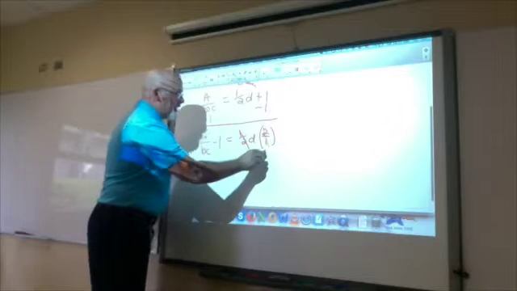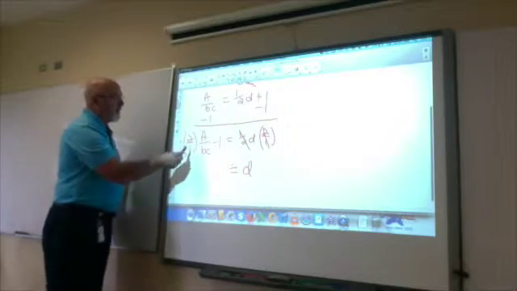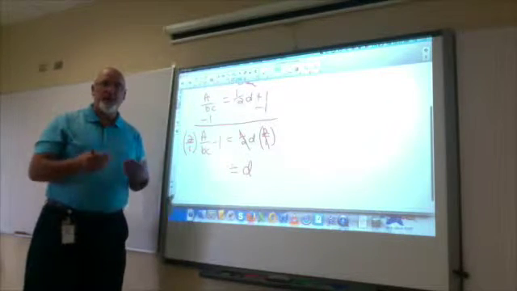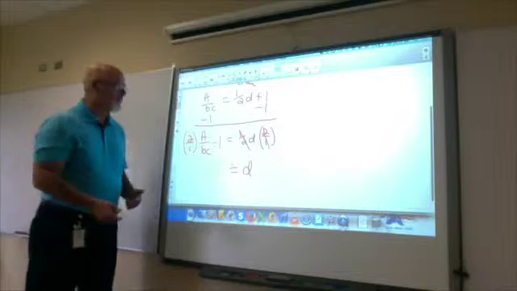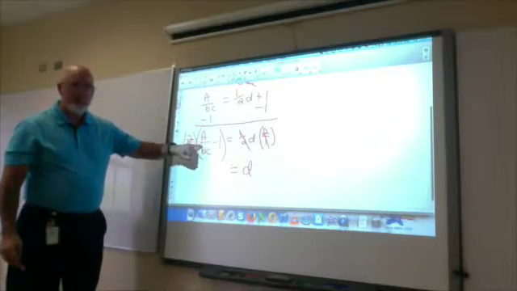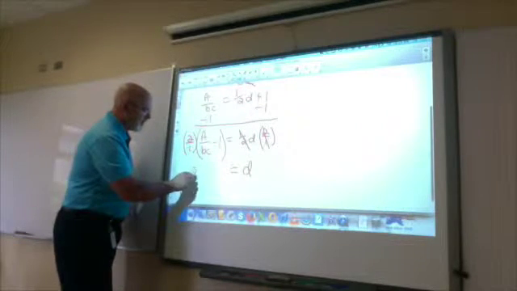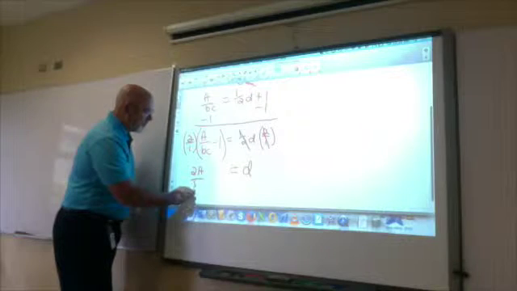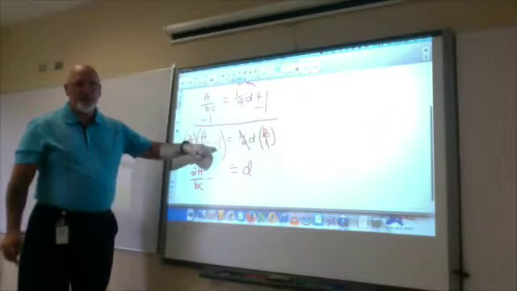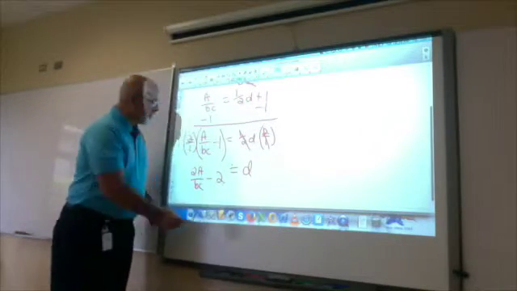These cancel each other out. We're left with D equals, and whenever you're multiplying both sides of the equation, you're multiplying everything on each side of the equation. So that means I'm multiplying 2 over 1 times A over BC. So that's 2 times A over BC. And I'm also going 2 over 1 times negative 1. 2 over 1 times negative 1 is 2. So here's my answer.